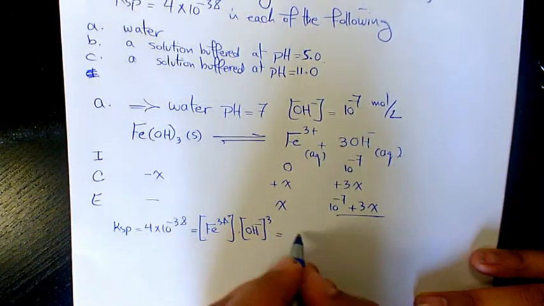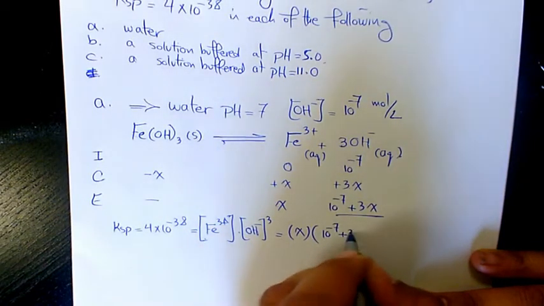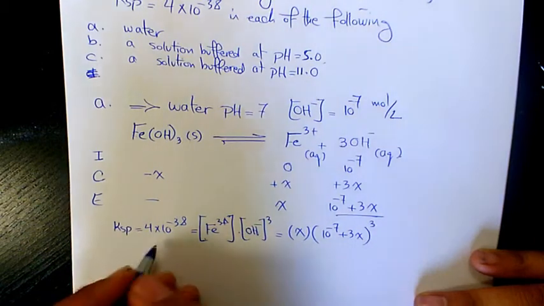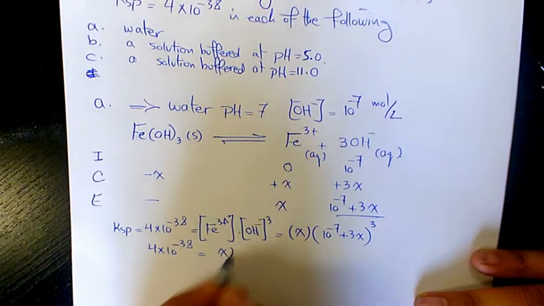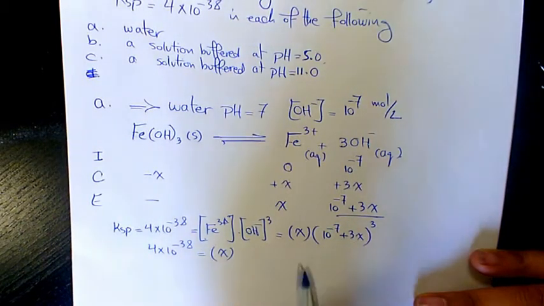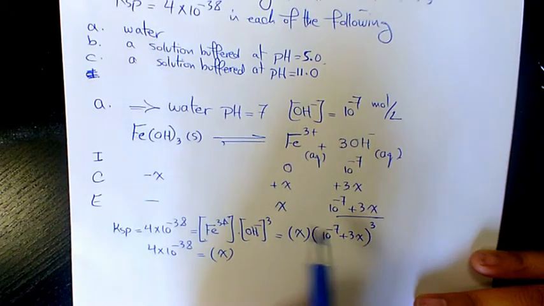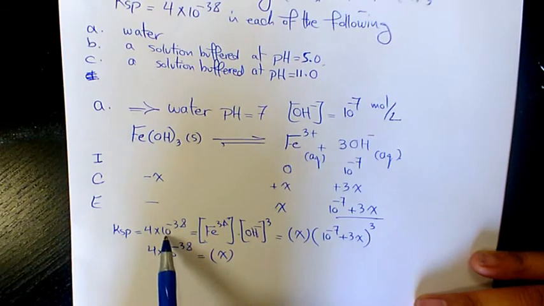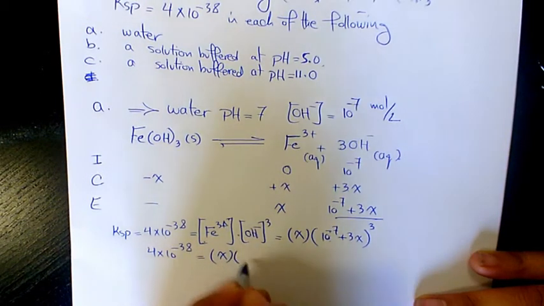So the concentration of Fe is x, the concentration of hydroxide is 10 to the power of negative 7 plus 3x, to the power of 3. So 4 times 10 to the power of negative 38 equals x times (10 to the power of negative 7 plus 3x) cubed. If you solve it like that, it's going to be complicated. But here, since Ksp is small and we have 10 to the power of negative 7, we can neglect 3x compared to 10 to the power of negative 7. So I'm going to simplify.